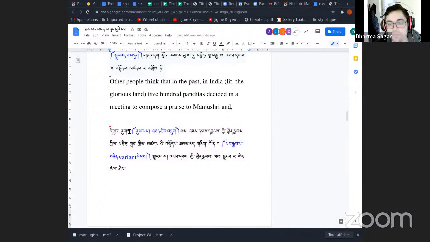What Campbell prefers is to read it as: the 500 panditas decided to write this praise, and then they asked Manjushri, and through his blessings they were able to write it. Then the same praise came about. Here it would be that all of them asked permission of Manjushri, and after that started to compose it.